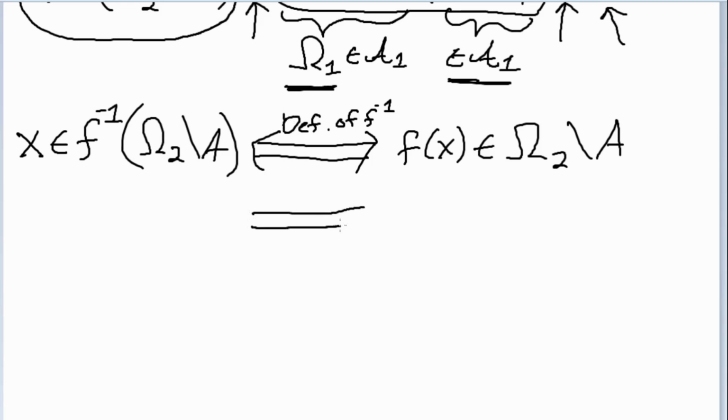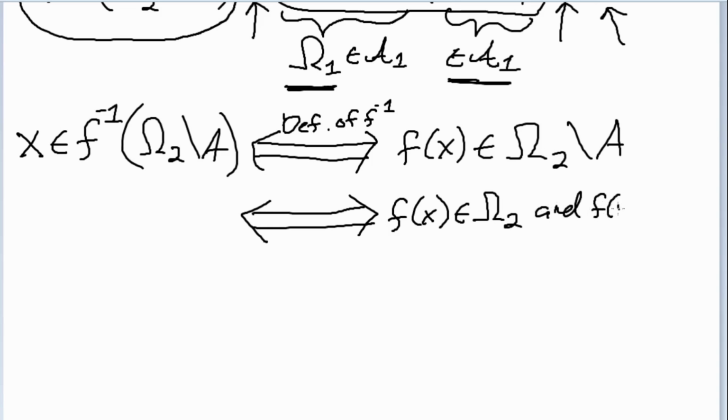Now, what else do we know? Well, if f of x is in omega 2 without A, all that means is that f of x is in omega 2 and f of x is not in A. Right? That's just a definition of this set minus here, right? That's all that is. Now, what can we draw out of that?